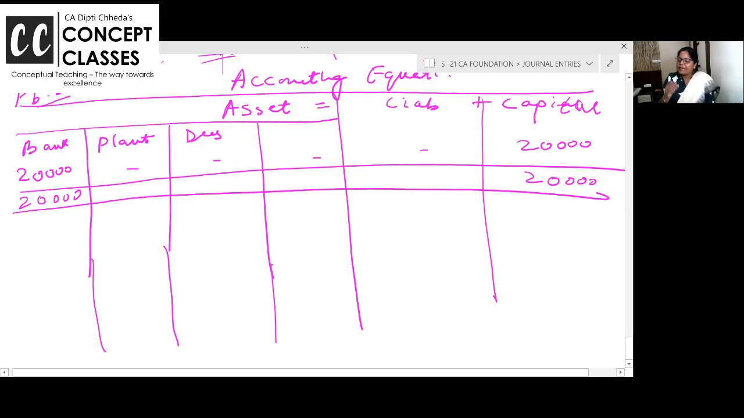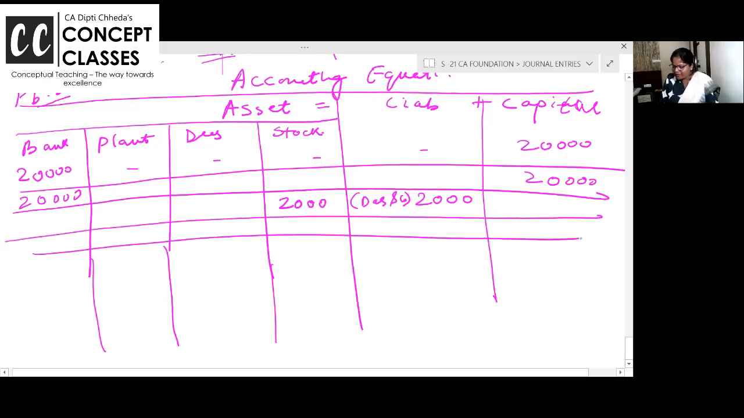Purchased goods on credit from Das and Co. You have purchased goods of 2000 on credit. So when you are doing purchases, your stock is increasing. Let's write this as stock. Stock will increase. Why? Because you have purchased the goods. And liability will increase because you have purchased the goods on credit from Das and Co. Anyone in the class having doubt?